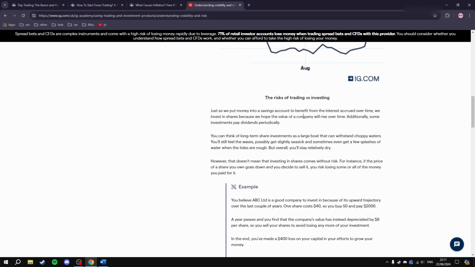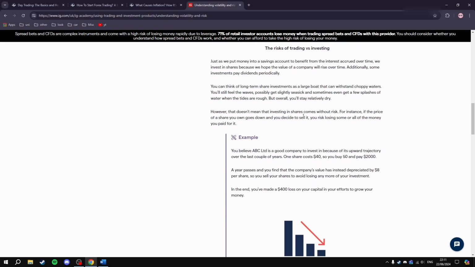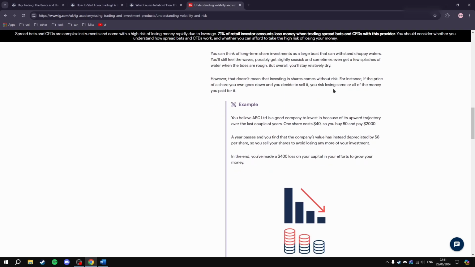The risks of trading versus investing. Just as we put money into a savings account to benefit from the interest accrued over time, we invest in shares because we hope the value of a company will rise over time. Additionally, some investments pay dividends periodically. You can think of long-term share investments as a large boat that can withstand choppy waters. You still feel the waves, possibly get slightly seasick, and sometimes even get a few splashes of water when the tides are rough, but overall you'll stay relatively dry.